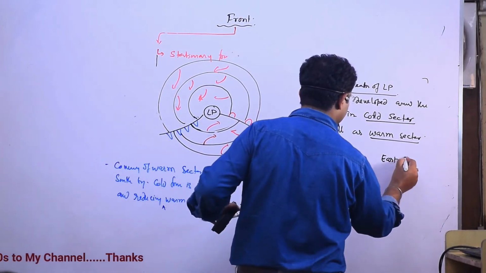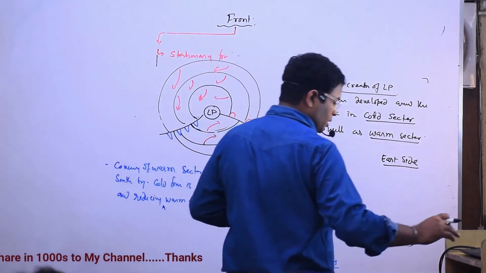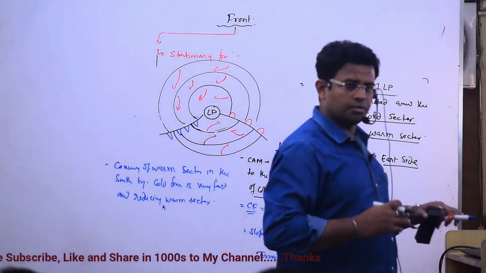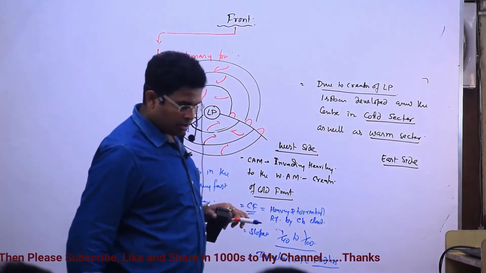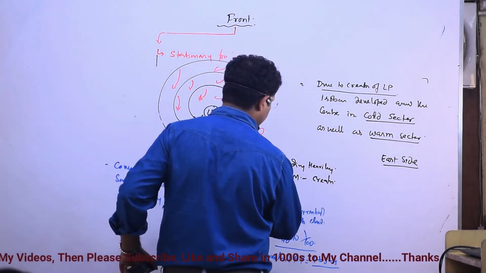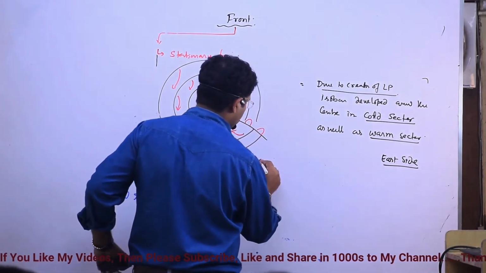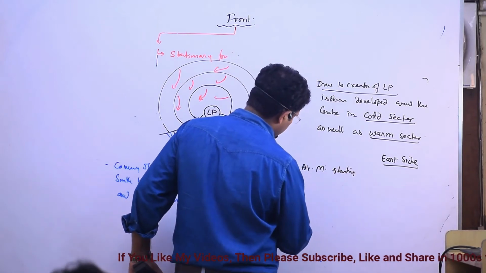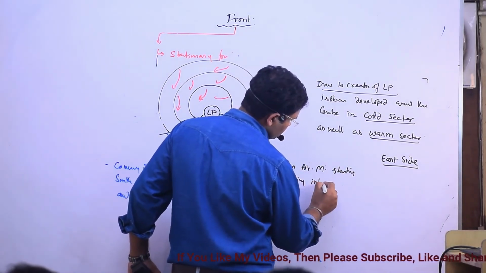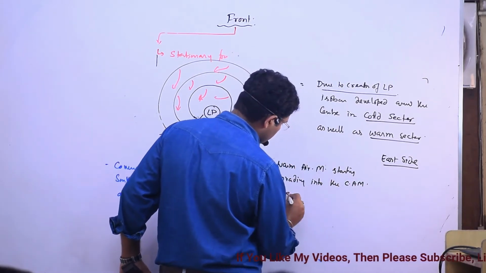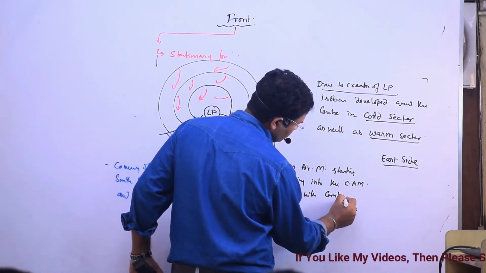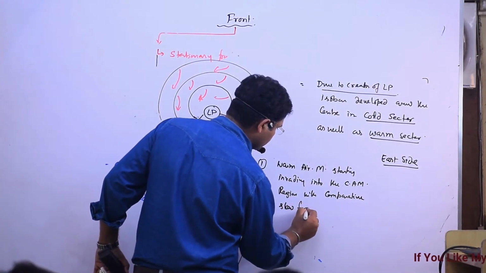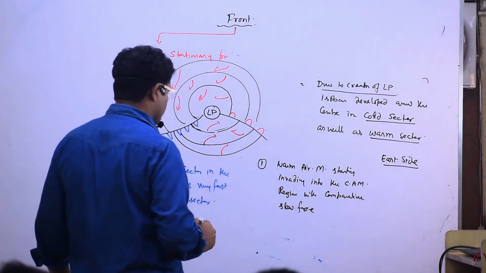On the east side, we have seen that the warm air mass started invading into the cold air mass with slow force, because it has been obstructed by the below. So on the east side, first point: warm air mass starting invading into the cold air mass region with comparatively slow force. Comparatively slow force.